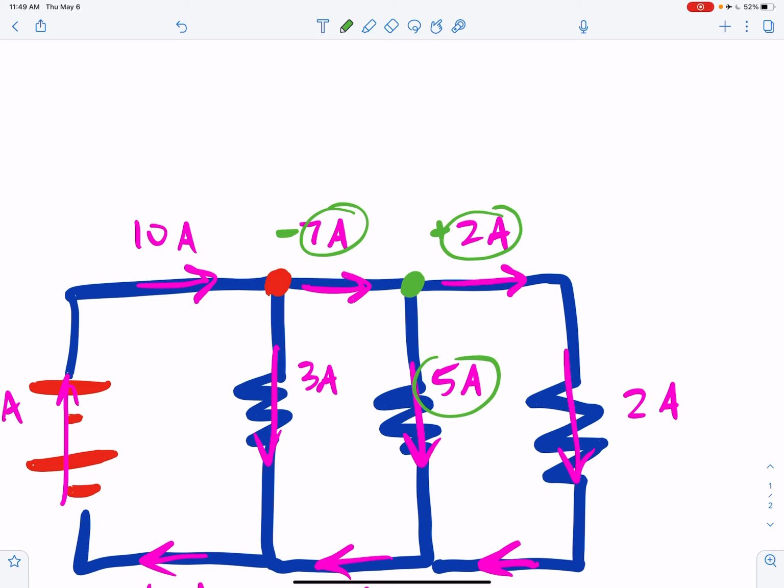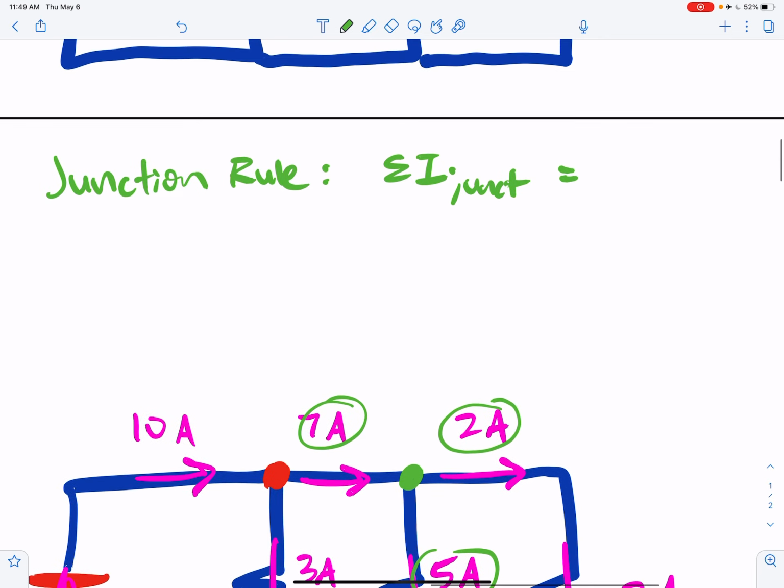Actually, it might make more sense the other way, right? If something's flowing in, that would be a current coming in and then losing these 2 currents on the way out. So the sum of current at any junction is going to be equal to 0. Okay, we can't gain more current at a specific junction than we lose.